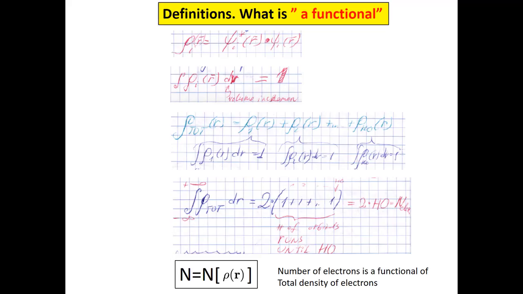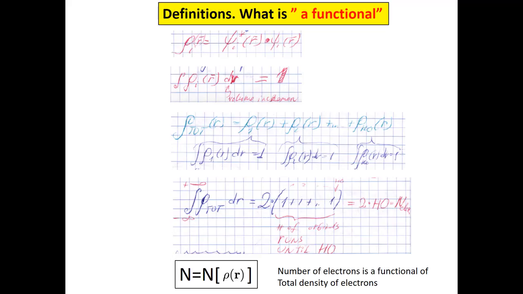Density is the orbital conjugated times itself. Integration of density over all space is one. If we add together all densities corresponding to all occupied molecular orbitals, we can integrate the total density and get norm one from each orbital. Therefore, it will be the total number of electrons. So the total number of electrons is a function of the total density.